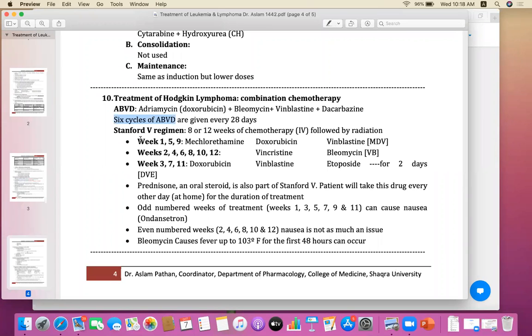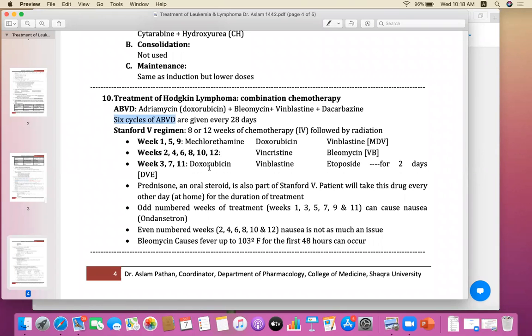Generally, Stanford Hospital developed their own regimen, the Stanford V regimen, and that is the name given for the treatment of Hodgkin lymphoma. This is a specific regimen of Stanford Hospital, and it is divided into 12 weeks of chemotherapy, which is given intravenously, followed by radiation. So they have the protocol, they have the plan.